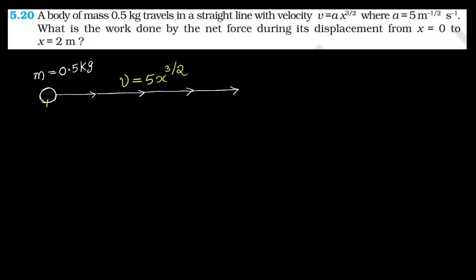For example, initially the position x equal to 0, understood. Then after that the position will be 1 meter, then 2 meter, 3 meter, 4 meter, like that. Finally, the position of the body is x equal to 2 meter. The question mentions the body is traveling from the position 0 meter to 2 meter. It is mentioned in the last sentence. Okay, clear. I hope you have understood.